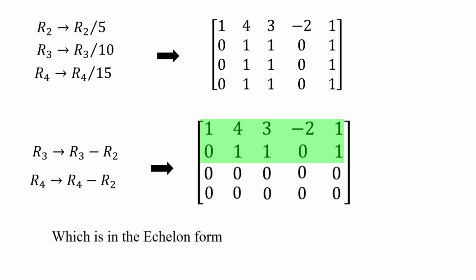Number of non-zero rows in this matrix is 2. So rank of the matrix will be 2.